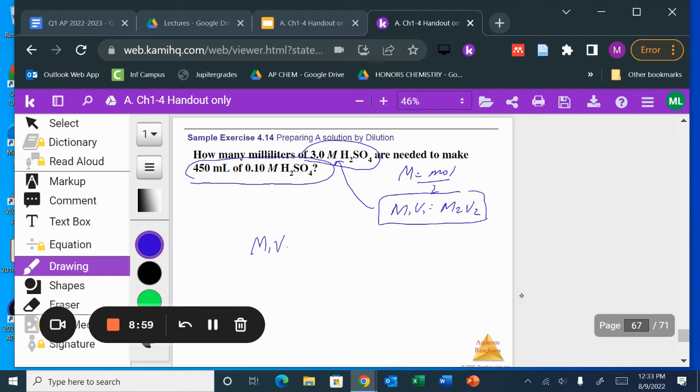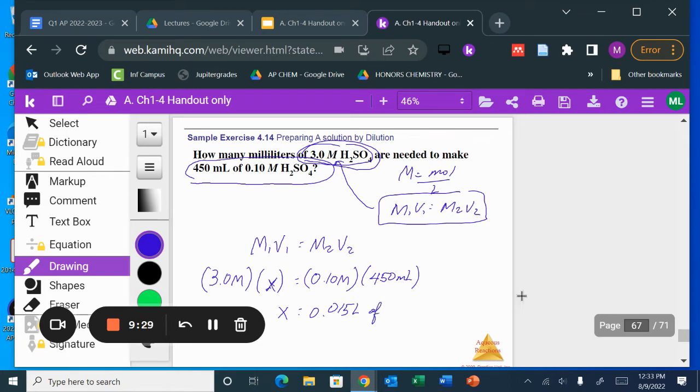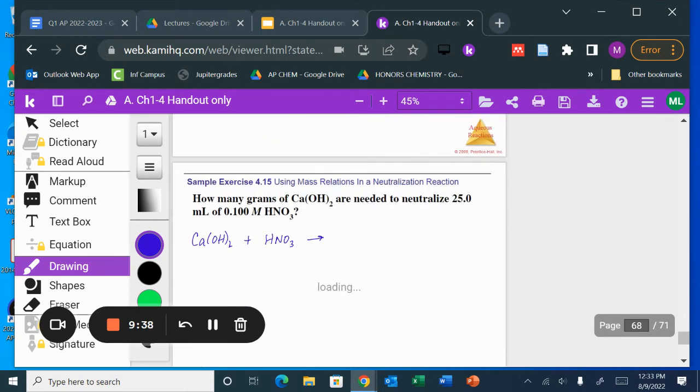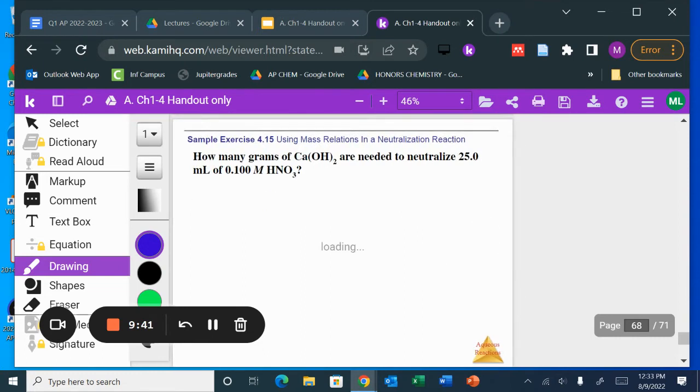Okay, so M1V1 is equal to M2V2. How many milliliters of 3 molar? So that's the original, 3.0 molar, and that's X, equals 0.10 molar. You're diluting it from 3 molar to 0.1 molar, and you want 450 milliliters. Solving for X, you're going to find 0.015 liters of the original, which is the 3 molar H2SO4. Okay, pretty easy.